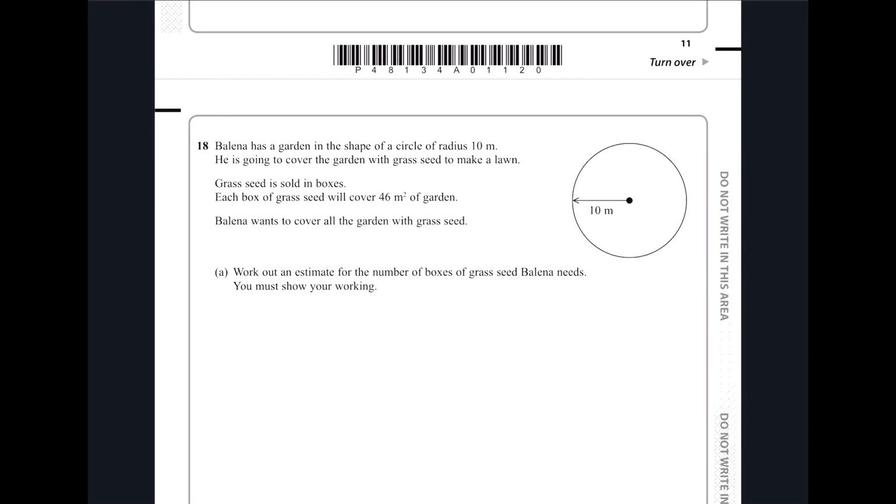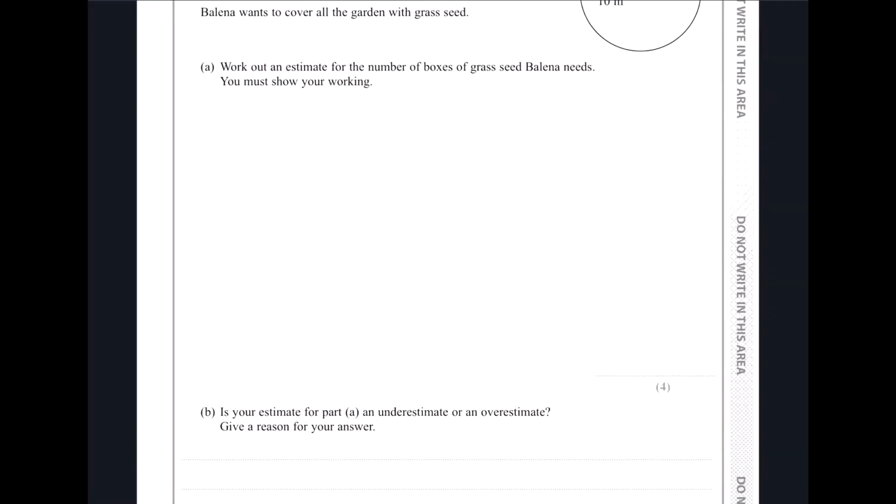Okay, so next one, this person has a garden in the shape of a circle with this radius. They need something to cover the garden with grass seeds to make the lawn. Grass seeds are sold in boxes. Each box will cover 46 meters squared. It's given us an area. This person wants to cover all the garden with grass seeds. Okay, work out an estimate for the number of boxes of grass seeds Balina will need.